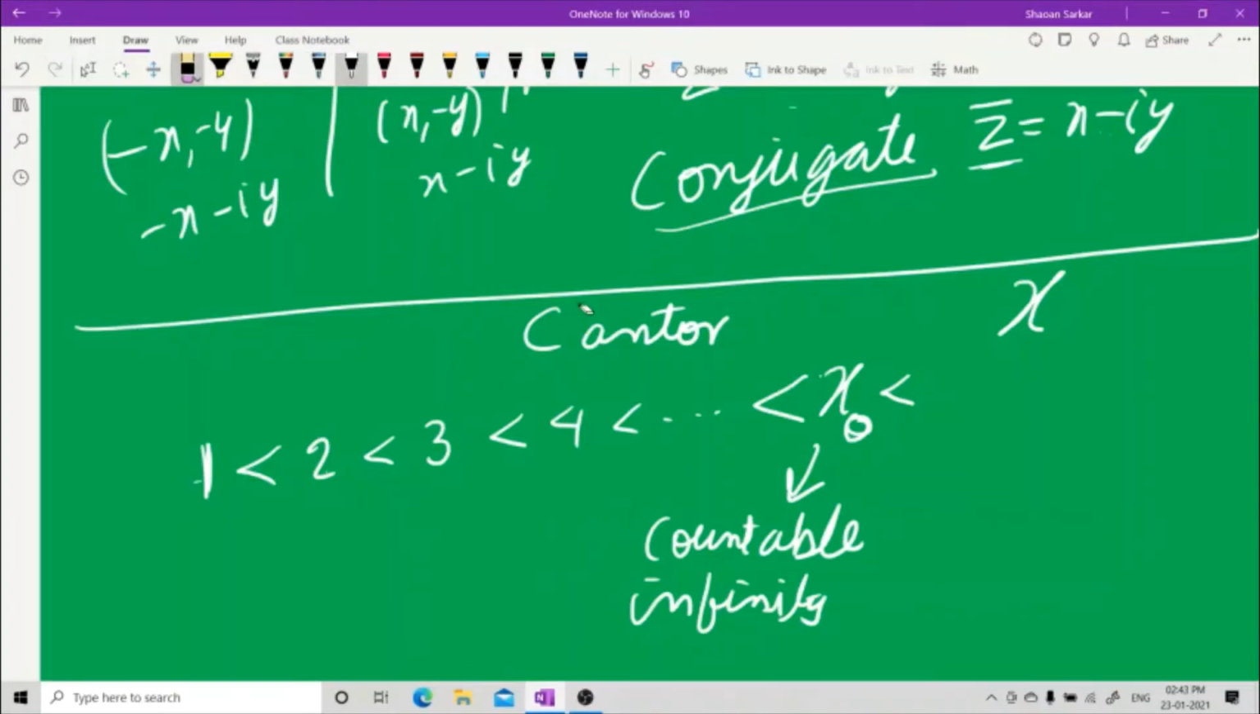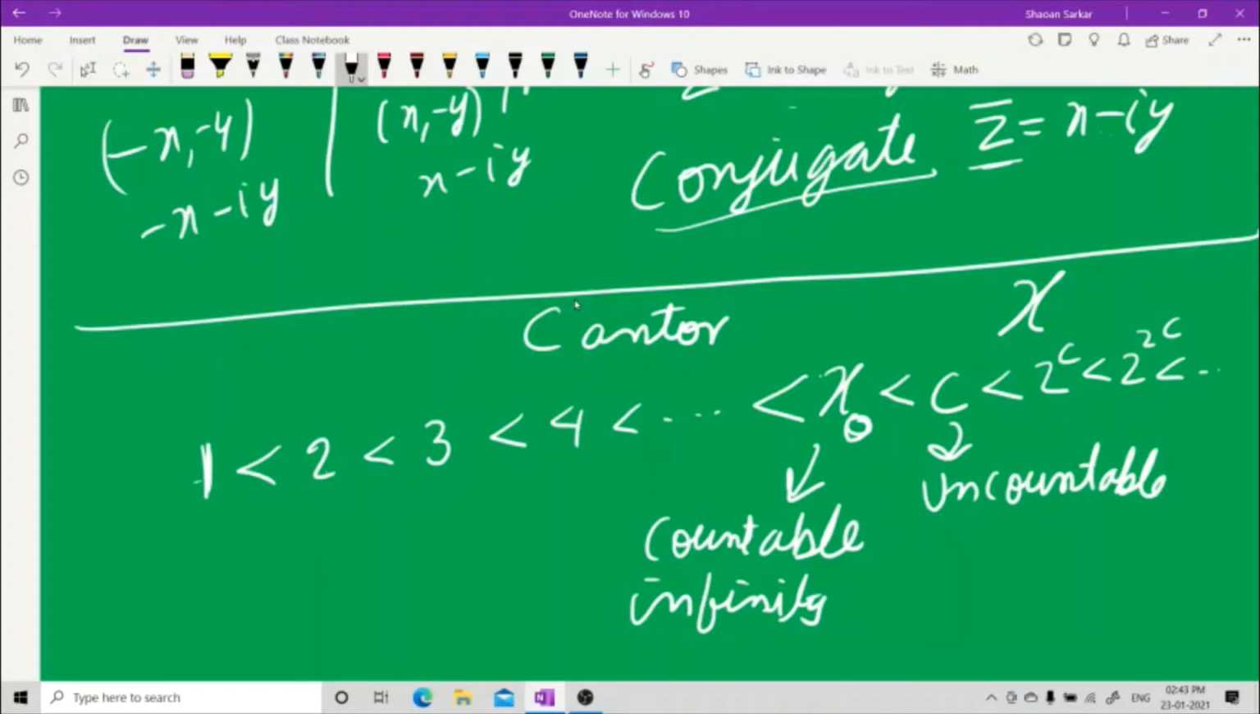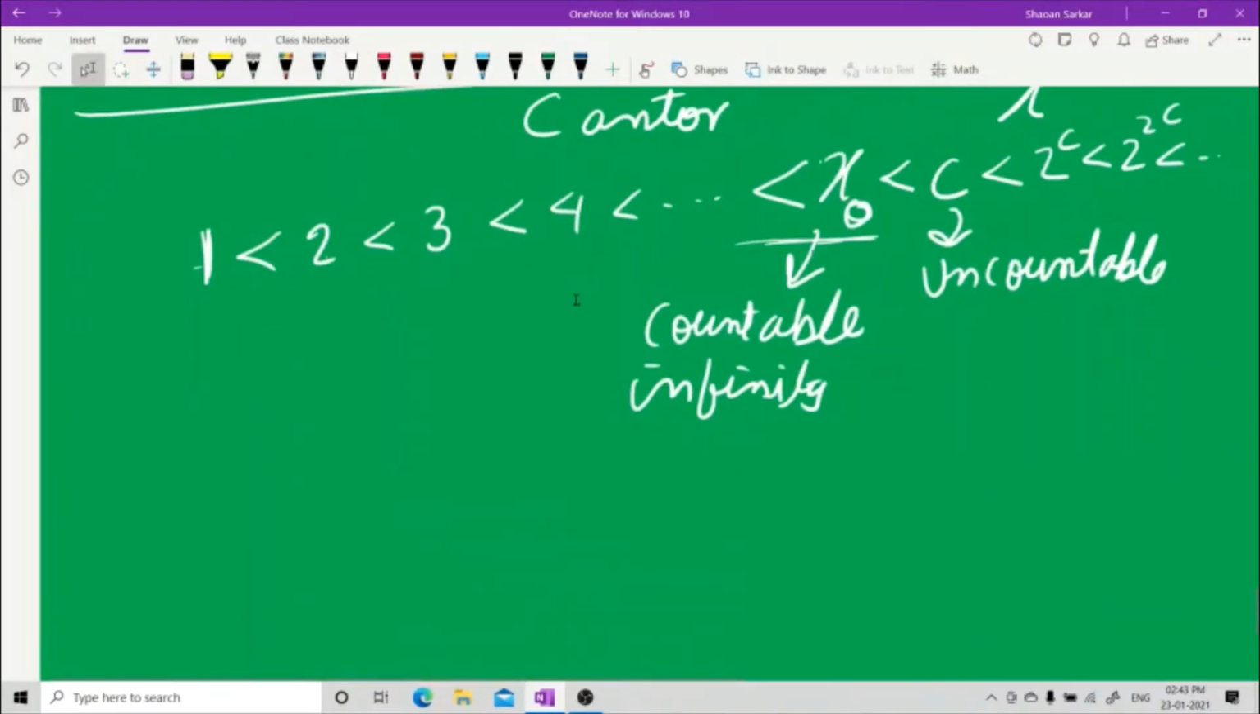After that, it becomes C. This is uncountable, and after this everything is uncountable: 2 to the power of C, 2 to the power of 2 to the power of C, and so on and so forth. So this is what matters most. Now let us understand. I've done it very briefly. So what do you mean by countable?